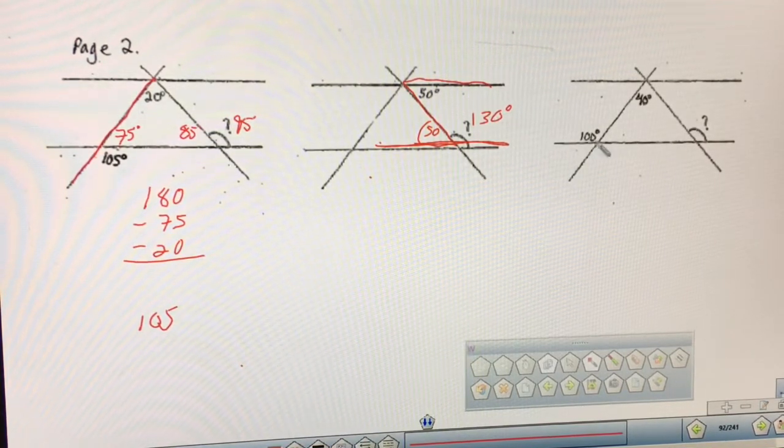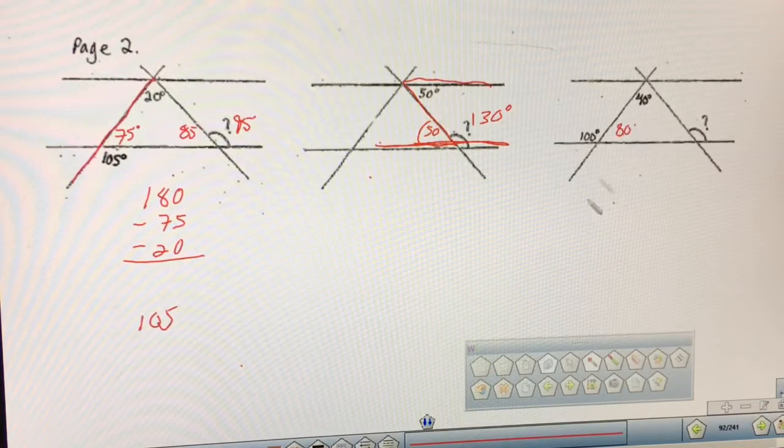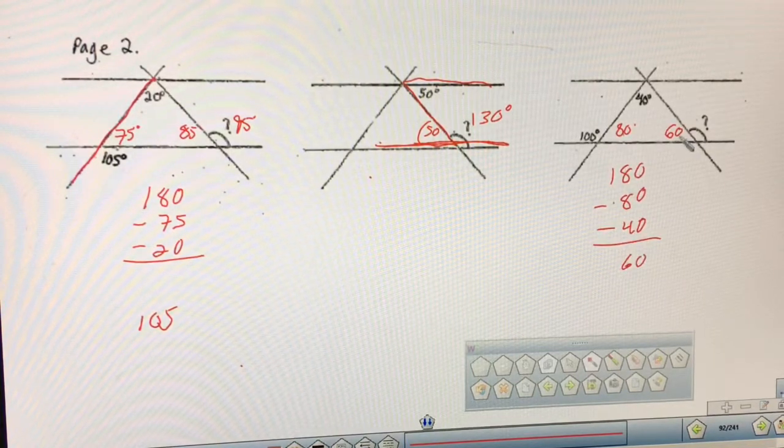If this angle is 100, this angle inside the triangle is going to be 80 degrees. That there, they add up to equal 120. So this angle has to be 60. You could do 180 minus 80 minus 40. That equals 60. And then this angle is supplementary to this question mark angle, so that question mark angle has to be 120.